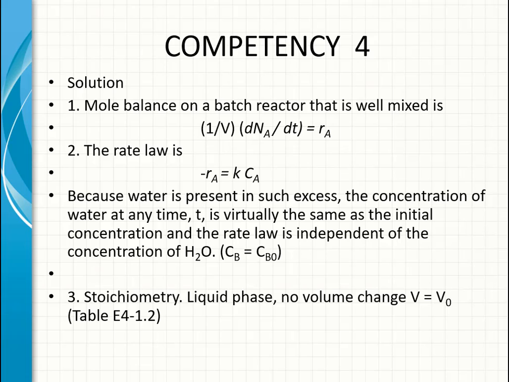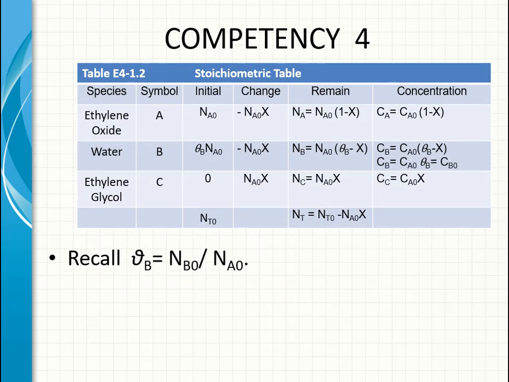From the stoichiometry, we are in the liquid phase with no volume change, and here we have the stoichiometric table. In the species column, we have ethylene oxide, water, and ethylene glycol, the symbols A, B, and C. For ethylene oxide, initially we have NA0, and the change is minus NA0 times X, which is what is going to be consumed.